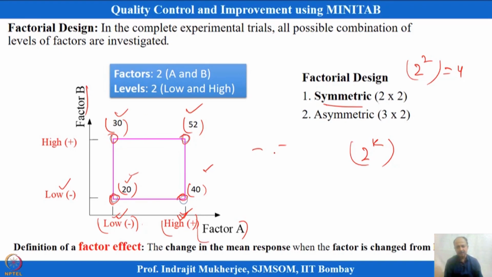So, if I write low as minus over here and over here also minus, that combination we have run. And then maybe factor. So, this is factor A and factor B.